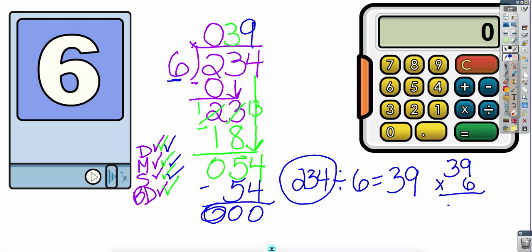So 9 times 6 is 54. The 4, we group the 5. 6 times 3 is 18. 18 plus 5 is 23. So it does equal, so 39 then is an accurate quotient. Okay, and I'll just check it on the calculator. 39 times 6 equals. Okay.